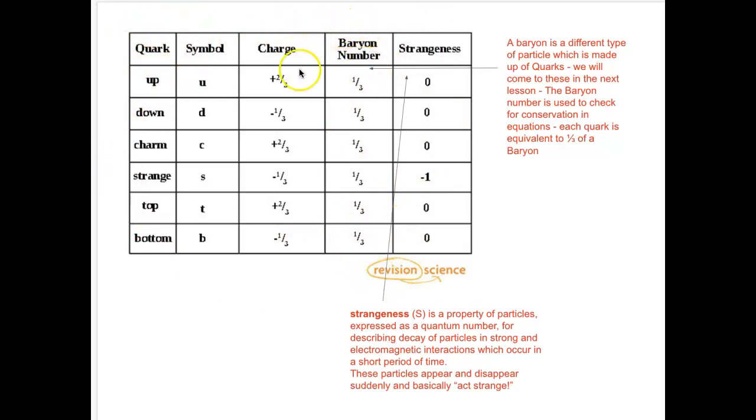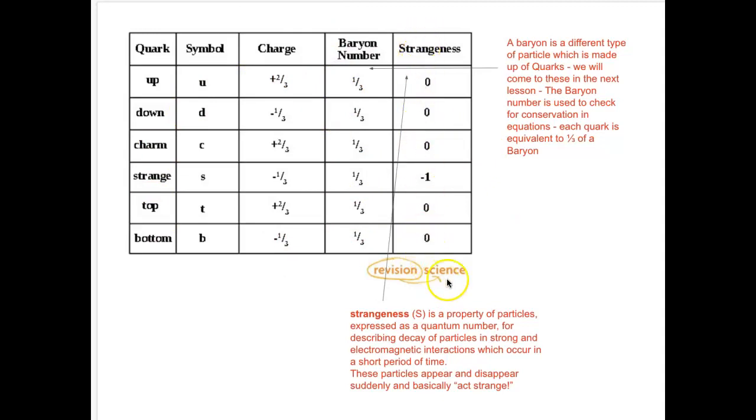Charge is a little bit trickier. The up, charm, and the top quarks all have a charge of 2/3 E. The down, the strange, and the bottom, they all have a charge of -1/3. So that's fairly easy to remember.